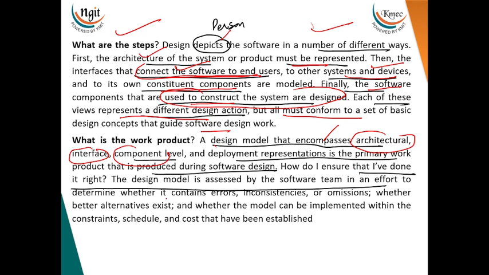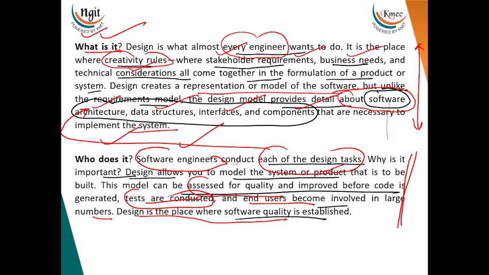How do I ensure that I have done it right? The design model is assessed by the software team. There are teams which are able to do it, in an effort to determine whether it contains errors, inconsistencies, or omissions, whether a better alternative exists, or whether the model can be implemented within the constraints, schedule, cost, and everything. How are you going to implement it? There is a team which is able to do it. There is a team which implements it. These are the steps they are going to do. Who is going to do it? What they are going to do. Correct? So these are the parts of it.